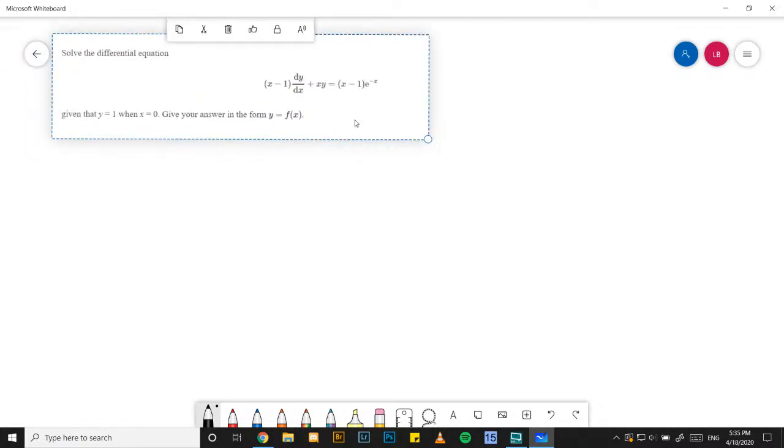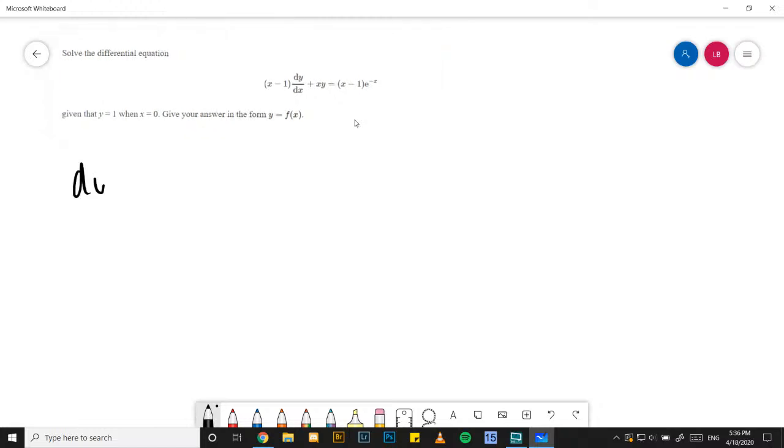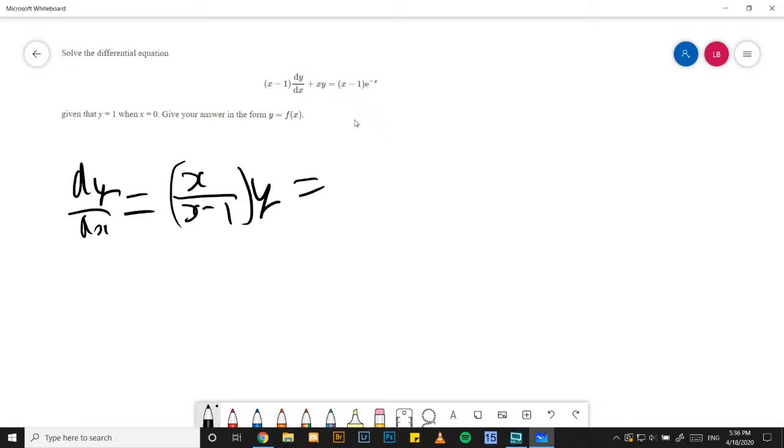Okay, so here's what I do. First of all, we need to make this actually into the form where we can use the integrating factor, because right now the dy dx will be multiplied by something, but that's not what we want. We want the dy dx to not be multiplied by something. So the way we do that is we divide everything by x minus 1. So we get dy dx is equal to x over x minus 1 times y, and x minus 1 divided by x minus 1 is just 1, so it's e to the negative x. Oh wait, why did I put an equal sign there? I'm really an idiot.